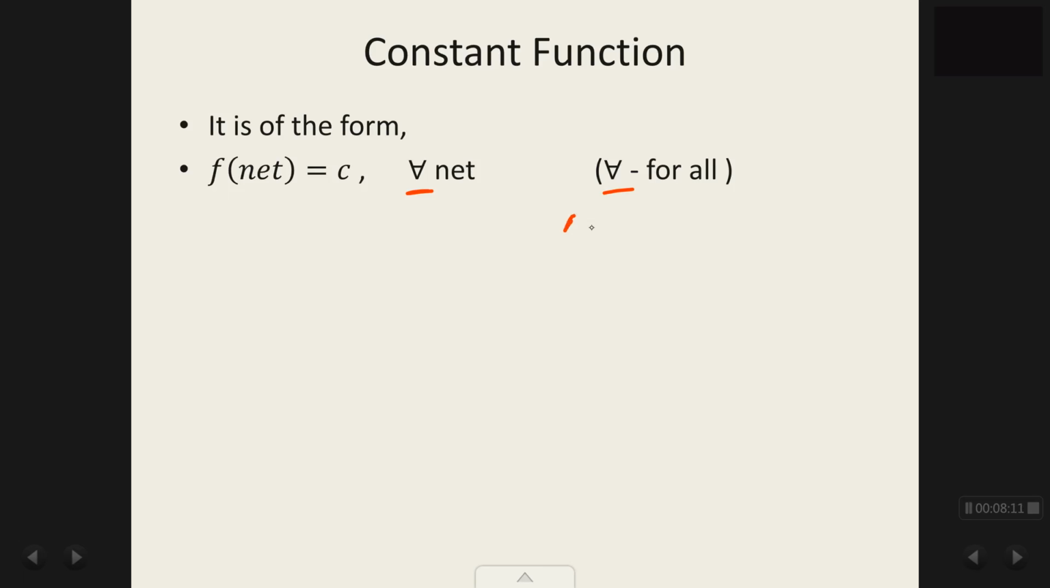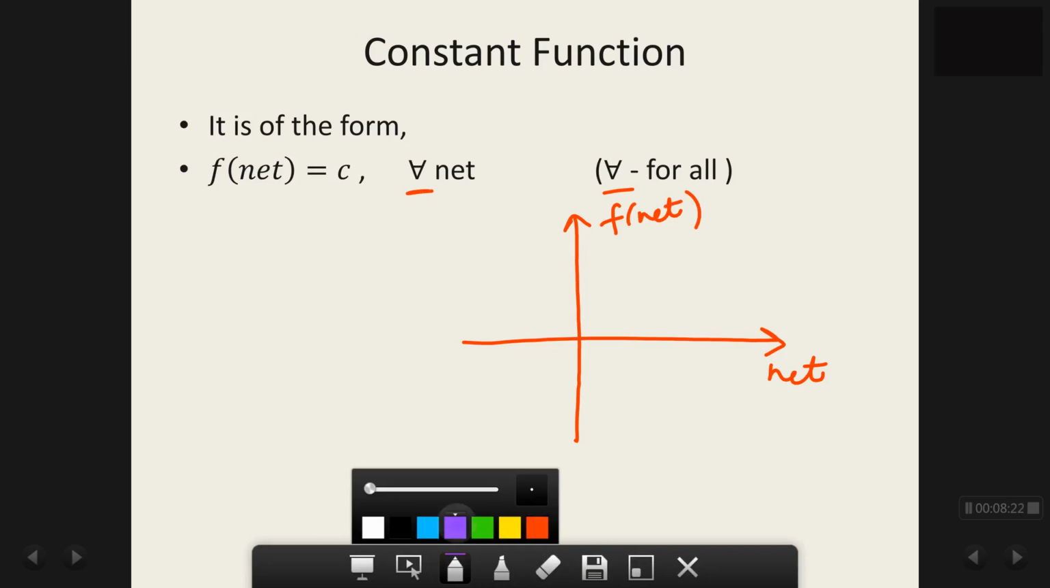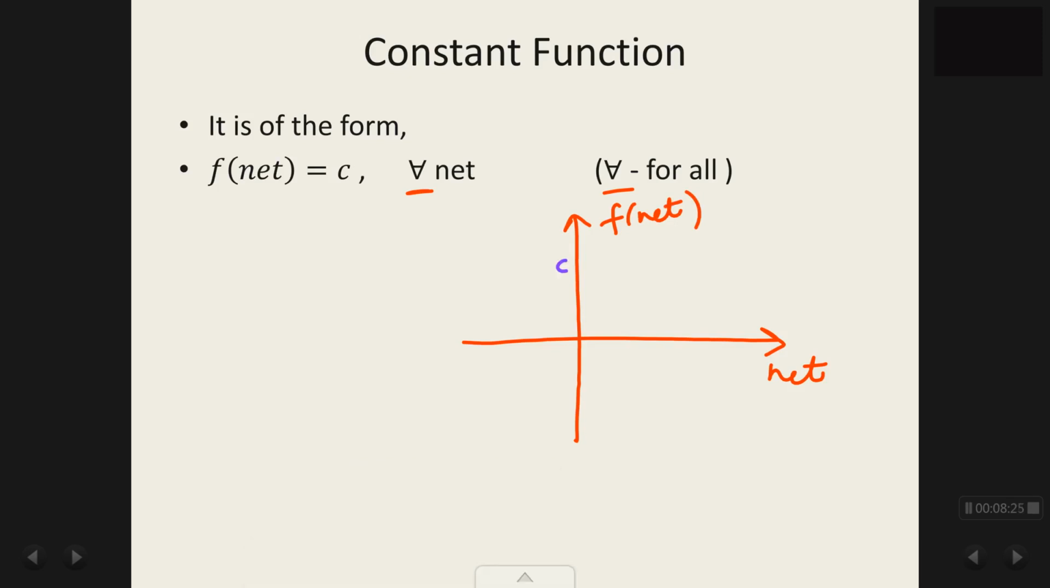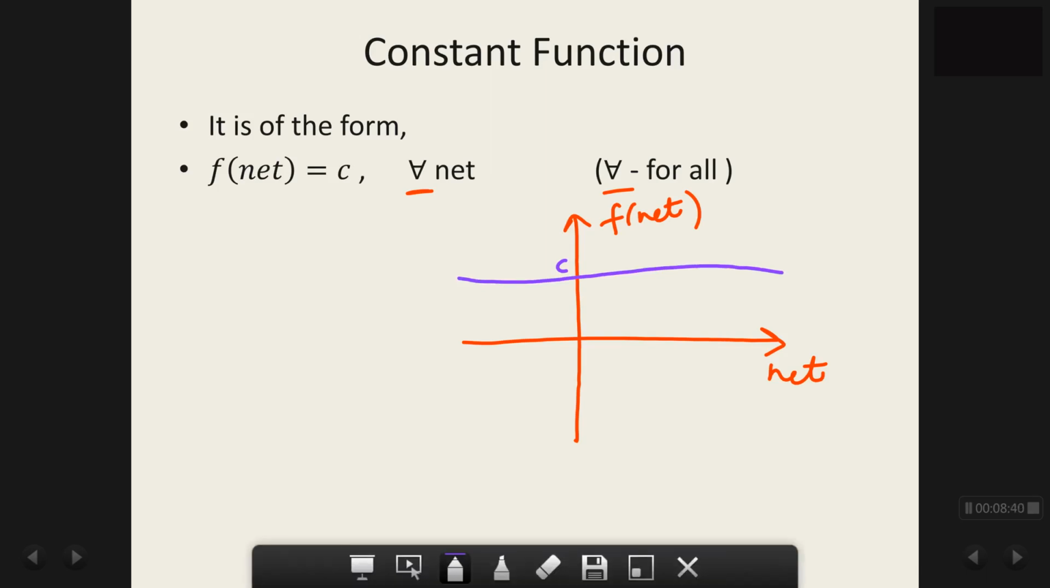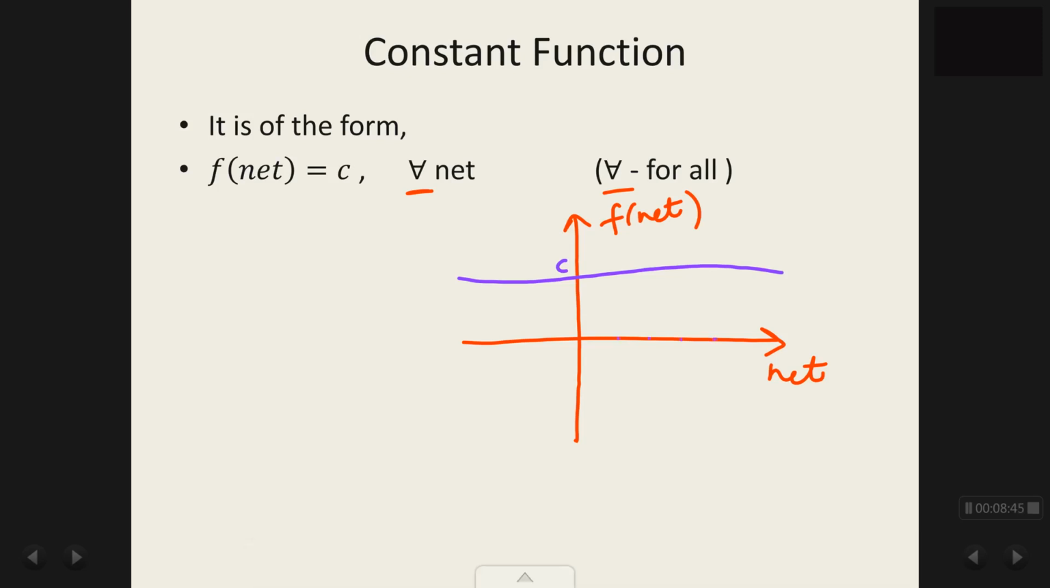So how will I plot this particular function? If at all I have net as the x-axis and f of net as the y-axis. And what will be the function? We have c somewhere here. So f of net is equal to c. So f of net is equal to a constant. Okay, although my line is somewhat crooked, it is constant. So for any value of net, for net equal to 1, net equal to 2, net equal to 3, net equal to 4, every time the output will be equal to the constant c.